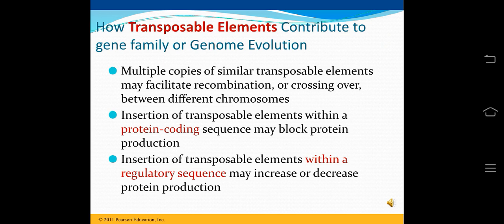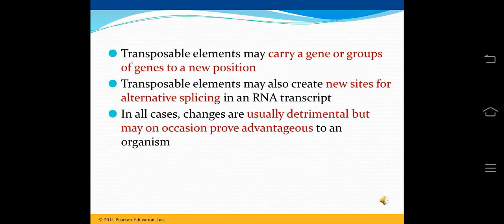Transposable elements may carry a gene or groups of genes to a new position. Transposable elements may also create new sites for alternative splicing in an RNA transcript. In all cases, changes are usually detrimental but may occasionally prove advantageous to an organism.